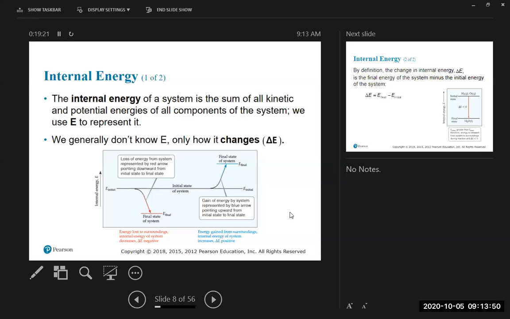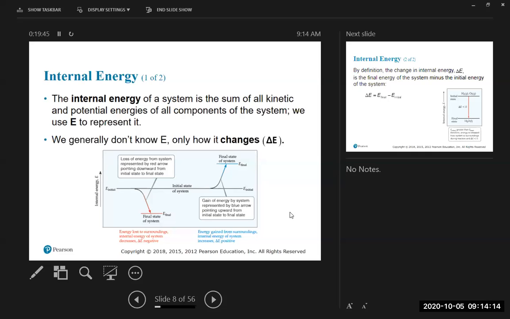If we put energy into the system, then that final energy will go up and we'll have a positive value for that change. So once again, we're not saying we know what that initial energy number is. We're just saying we're measuring that difference in the two.